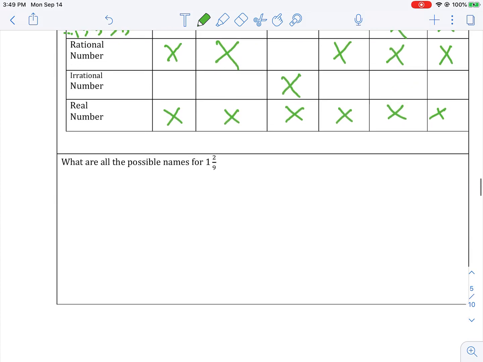And then integers as well. And what are all possible names for the number 1 and 2/9? Well, we know all numbers are real. After real, we have to choose between rational and irrational. Since it is a fraction, it is rational. And then it is a fraction, therefore it is not an integer, because integers do not include fractions. So therefore, we are done.